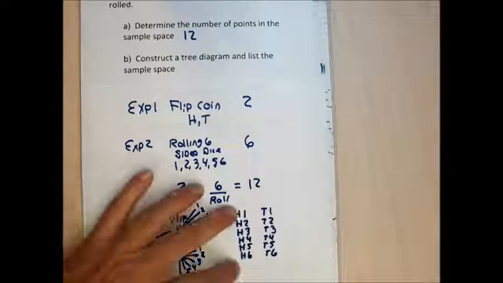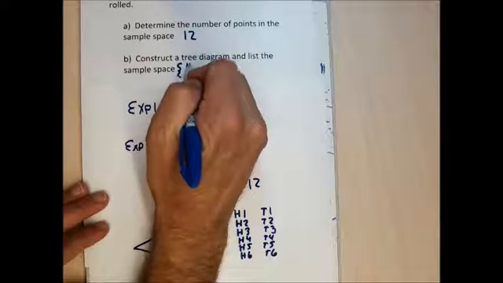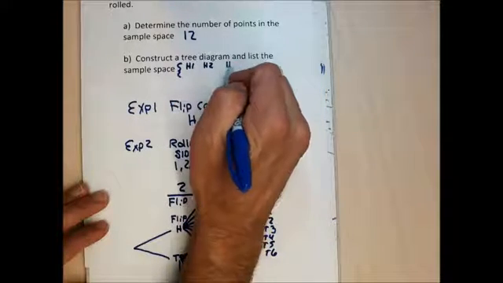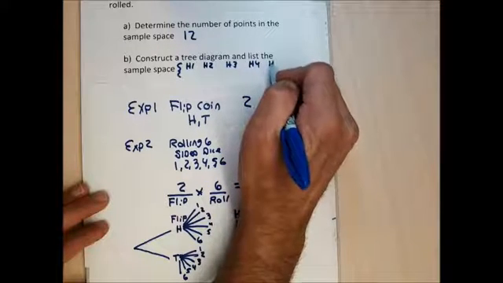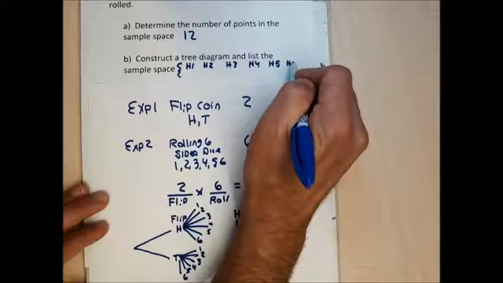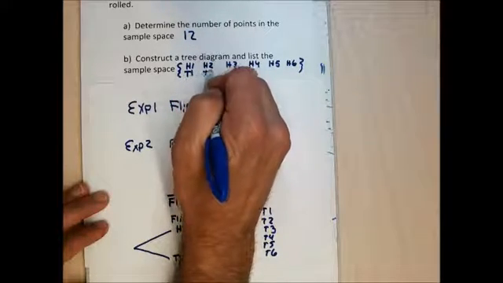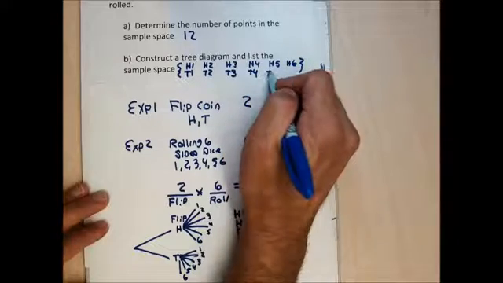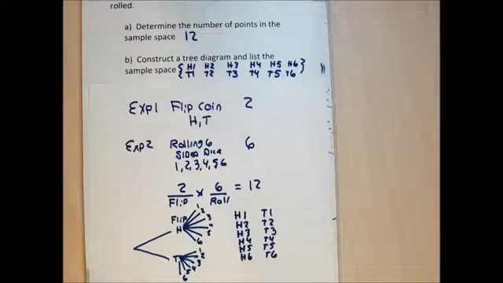So those are the 12 items in my sample space. Let me just write them up here, or at least I'll try to write them. I can get a head and a 1, a head and a 2, a head and a 3, a head and a 4, a head and a 5, a head and a 6, a tail and a 1, a tail and a 2, a tail and a 3, a tail and a 4, a tail and a 5, and a tail and a 6. There's 12 items there that match up with the number of points in my sample space. Feel good about that sample space.